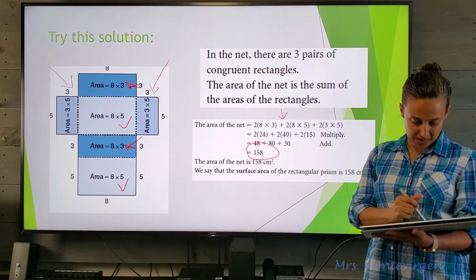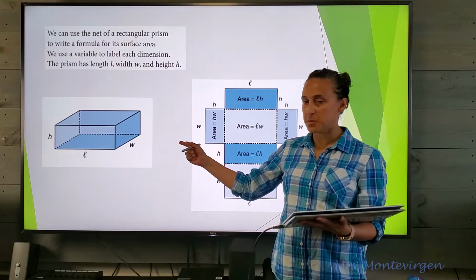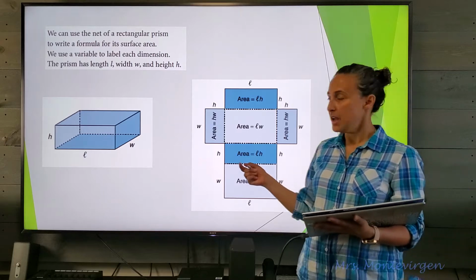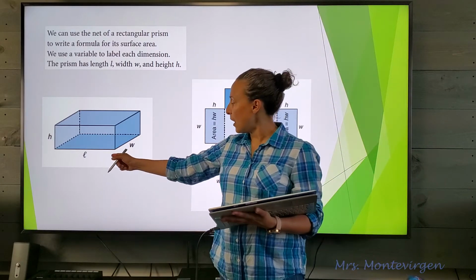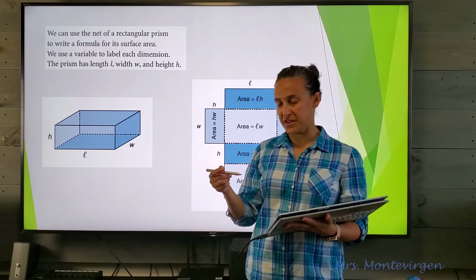Now, I want you to see this because you're going to come across it, especially in the formula. They use the letters L, W, and H. One stands for length, one stands for width, and one stands for height.